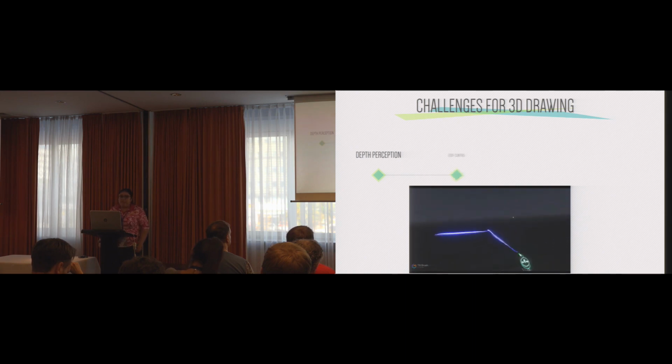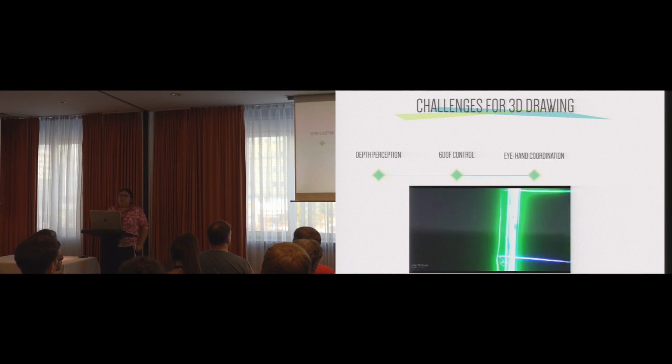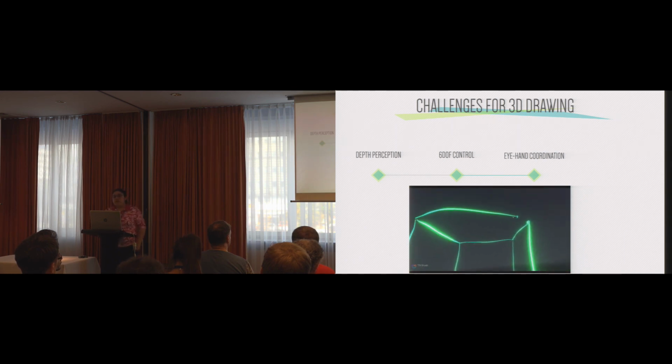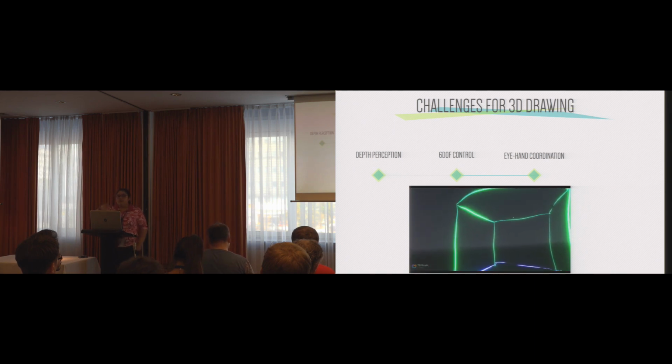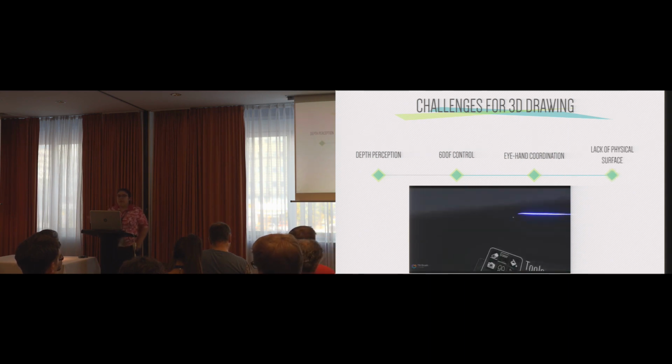Another problem is that users are controlling 6 degrees of freedom, and in the drawing, this means they actually have to consider the depth of their stroke, not only their position in a plane. This makes the visual-motor and cognitive challenges greater, because their eye-hand coordination is more affected by the depth perception and the 6 degree of freedom control. And to make everything worse, there's a lack of physical surface, so users get tired and need to consider that.